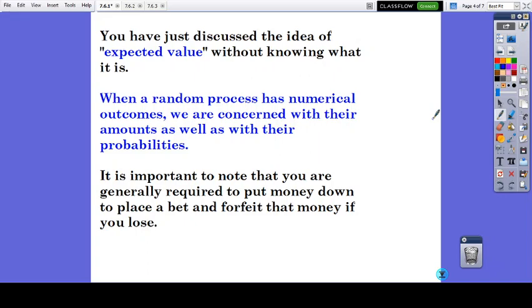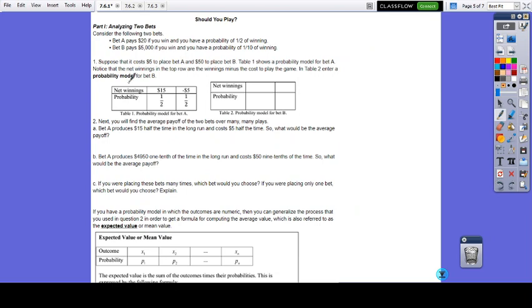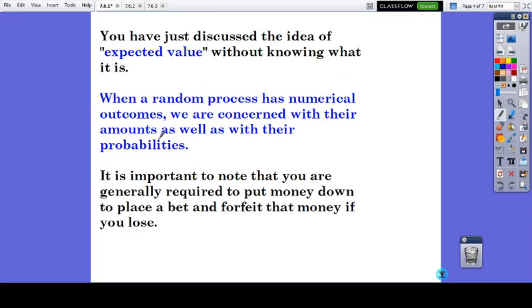When a random process has numerical outcomes, we are concerned with their amounts as well as with their probabilities. So if you look at the first part on your 7.6.1 notes, you're going to see the net winnings. Actually, just go over to this and come back. You're going to see this right here. So we're interested in the number as well as the probability of each of those.